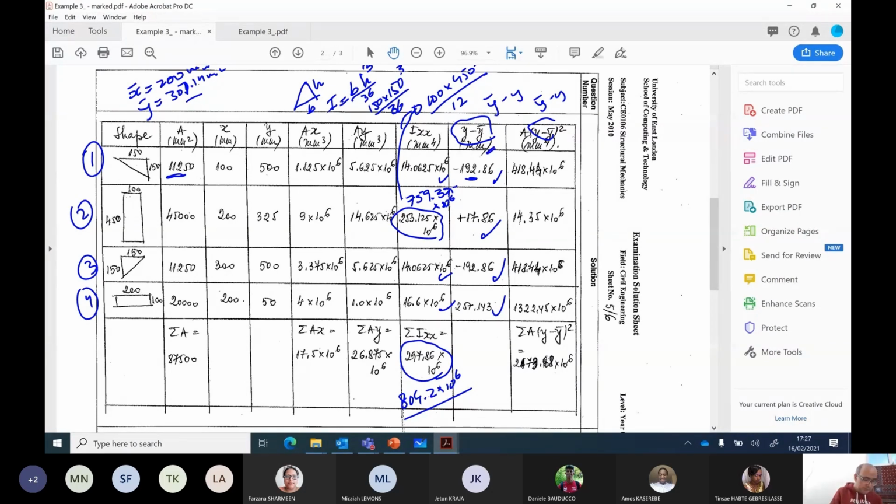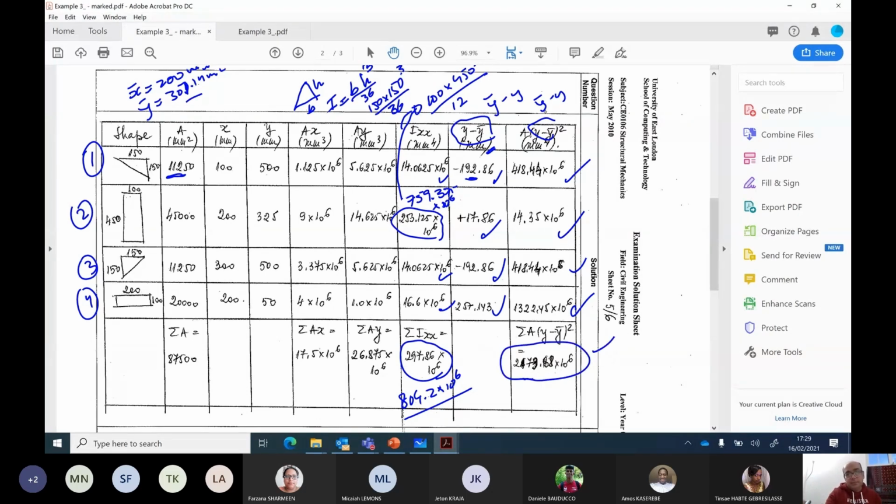So 11250 times the first one is correct. First one is correct, which means the third one is correct as well. Okay, go for the next one. 4500 times 17.86 squared, 14.35. This is fine as well. And finally the last one, which is 20,000 times 257.143 squared, 1322.45. This is good as well. If you add them up, this is giving me 2173.68. I think this is fine as well.